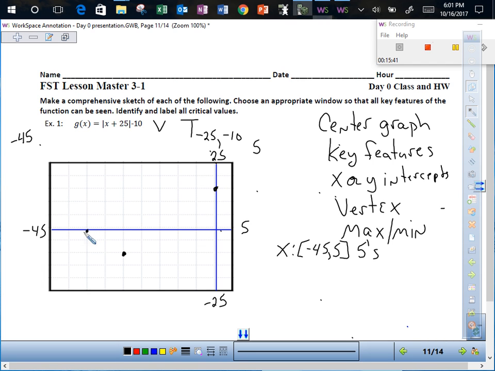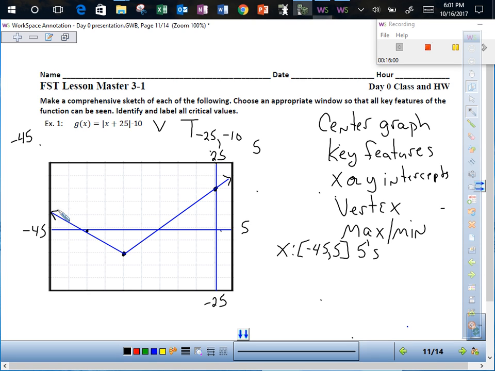Now, I've got everything I need to graph this now. I know it's a V-graph, so there's one piece of it. There's the other piece of it. And since this goes on forever, let's put our arrows on there. So guys, that took just a little bit, but the moral of the story, you pick your own scale.